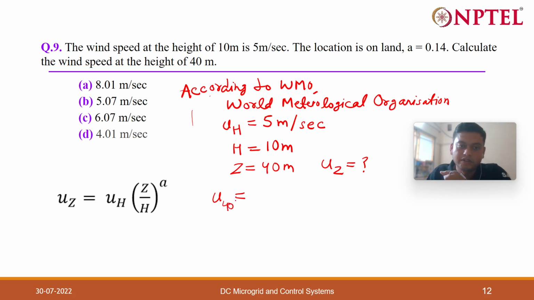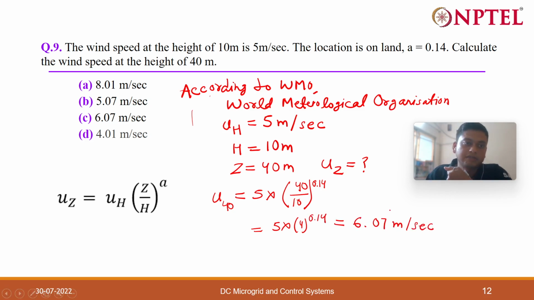So wind speed at a height of 40 meter will be: we have UH as 5 meter per second, and then Z, put Z at 40, and then H as 10 meter, and then we have A given as 0.14, which depends on the surface roughness and the range of height being covered. So it will come out to be 5 into 4 to the power 0.14, then it will come out to 6.07 meter per second. So the correct answer will be C.